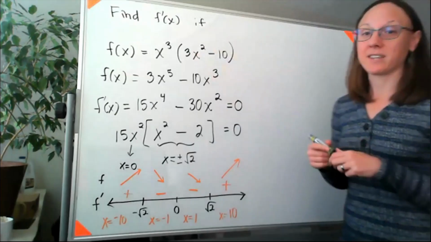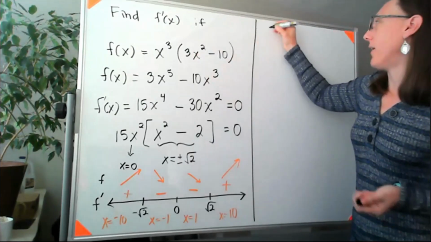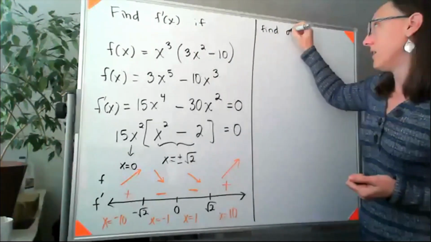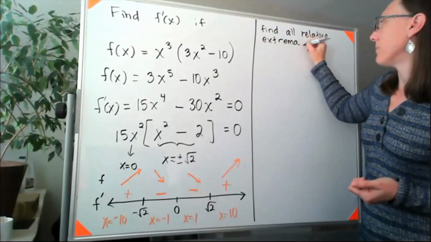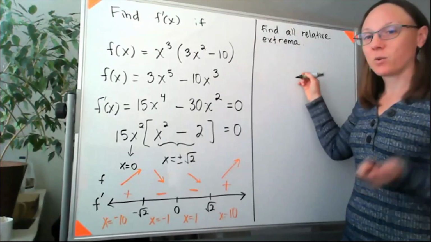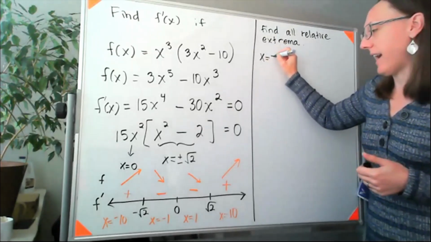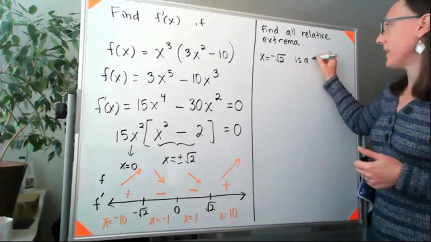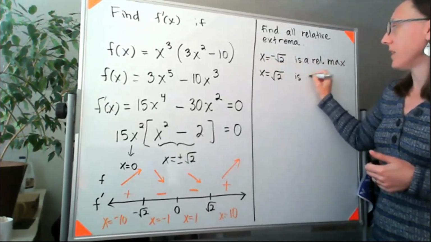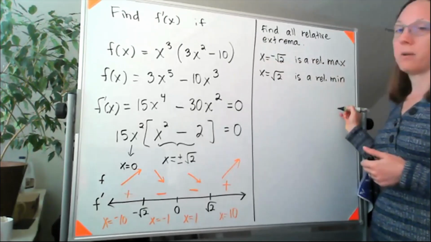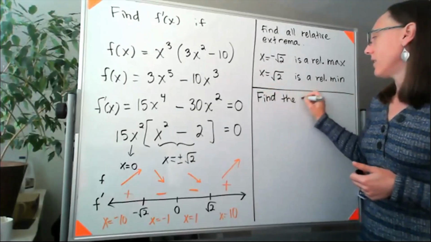So there are a couple of different ways that we might get asked a question here. Some of the common ones include, certainly, to find all relative extrema. That's a question we might get asked. And if that's the question we were asked, then we're looking for stating that x equals negative square root of 2 is a relative maximum, and x equals positive square root of 2 is a relative minimum.